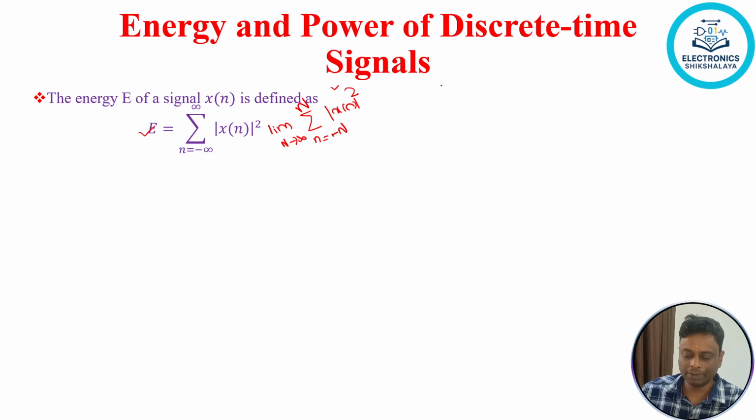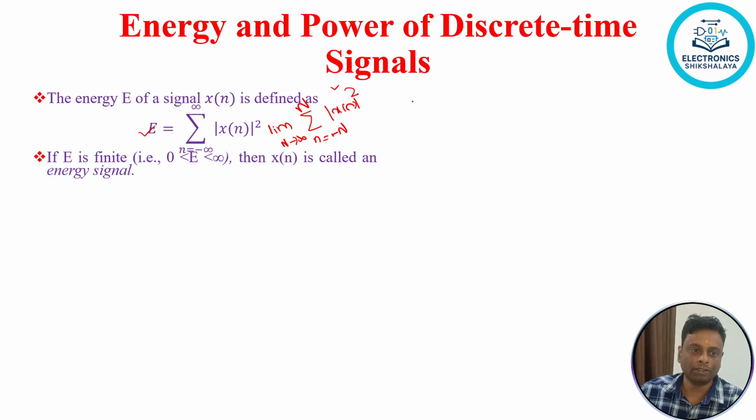In a discrete time signal, if the energy is finite, then it is called an energy signal. The second condition that we have seen is that the power of this energy signal equals 0. So if the energy is finite and the power equals 0, then we call it an energy signal.